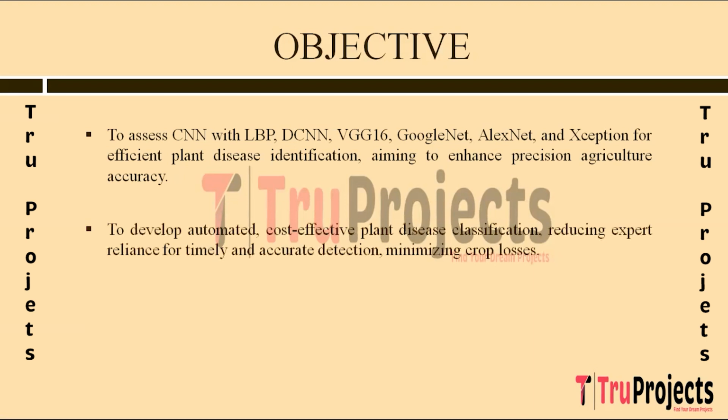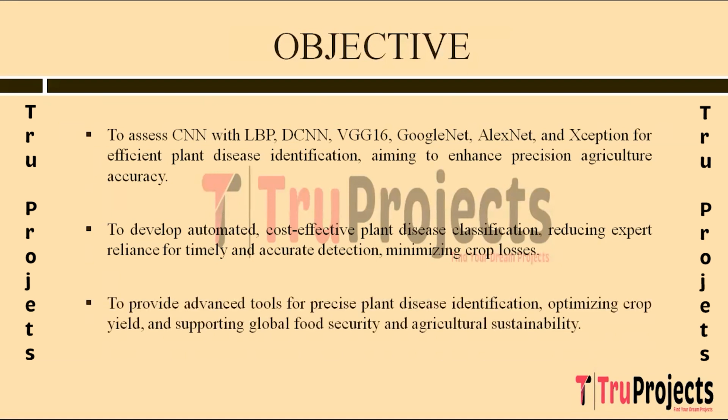And we aim to establish a cost effective and automated approach to plant disease classification, reducing reliance on expert driven methods. This will empower precision agriculture with timely and accurate disease detection, minimizing crop losses. The goal is to contribute to global food security by providing farmers and agricultural experts with state of the art tools for precise and timely identification of plant diseases. The project aims to optimize crop yield and enhance agricultural sustainability on a broader scale.